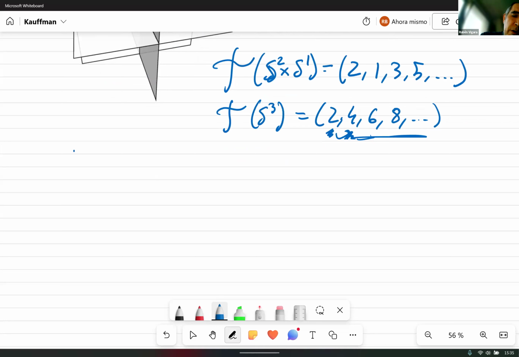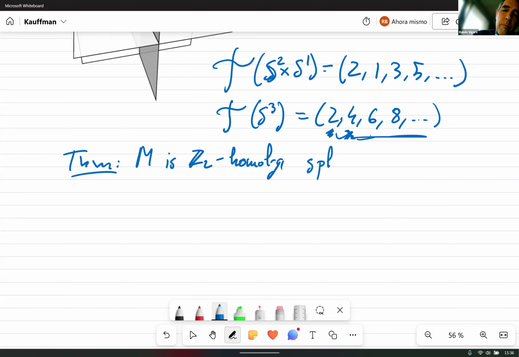This is based on the following theorem: that if M is a Z2 homology sphere, the triple point number of genus g is lower or equal than 2 plus 2g. Okay.